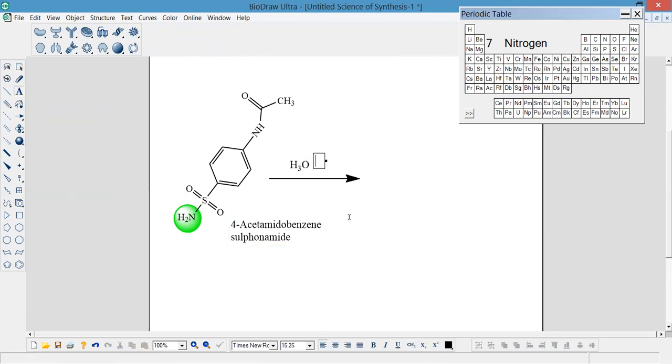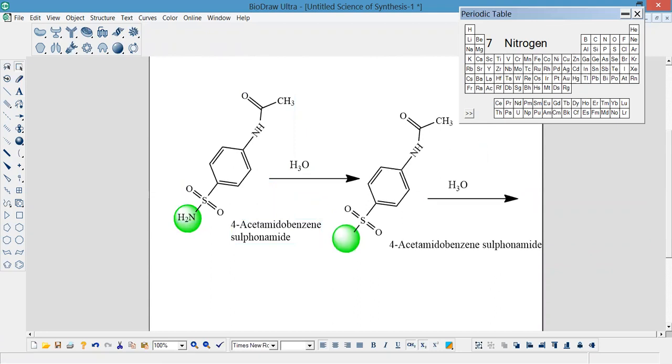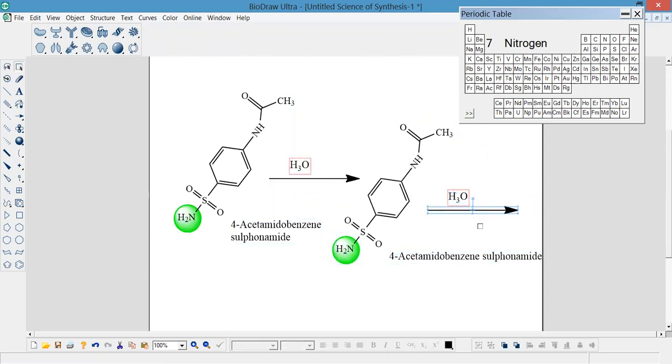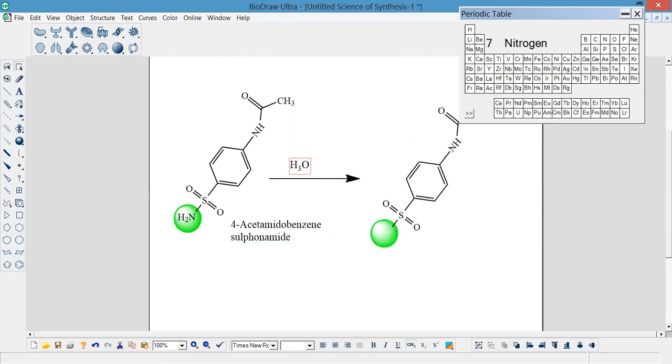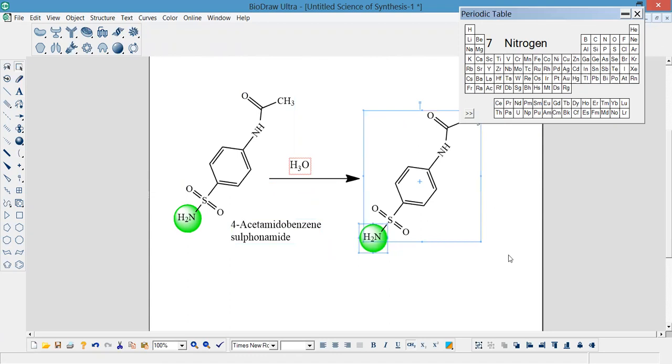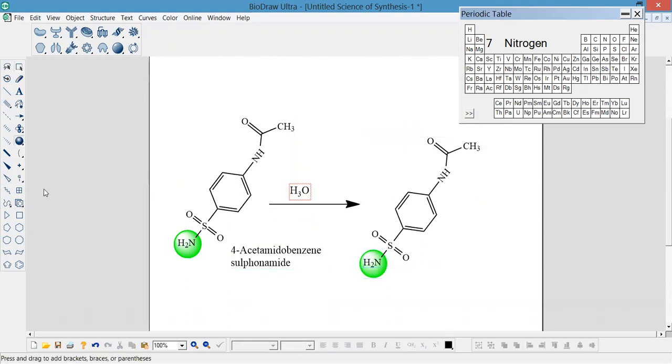Okay, similarly, acid hydrolysis, then go for copy and paste to present the third compound. Next one is the removal of this. In this step there is removal of this, that is the acetyl group.